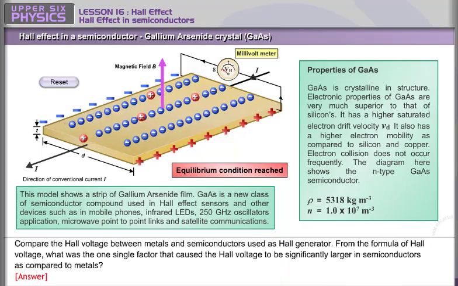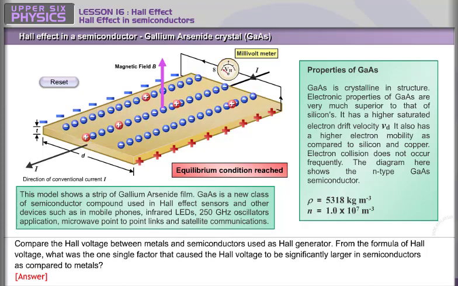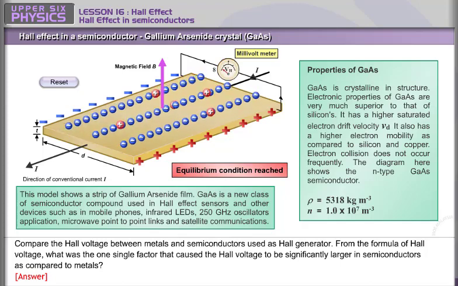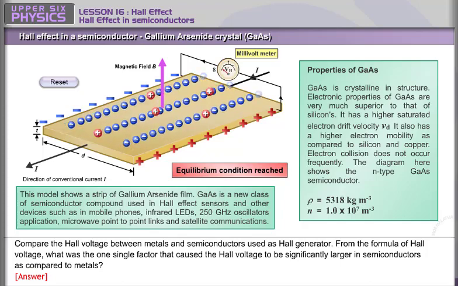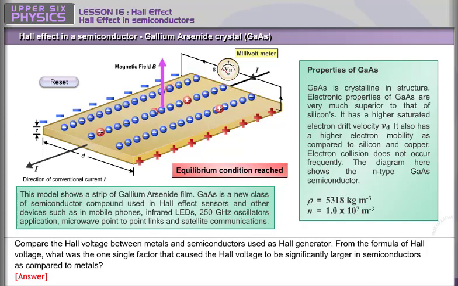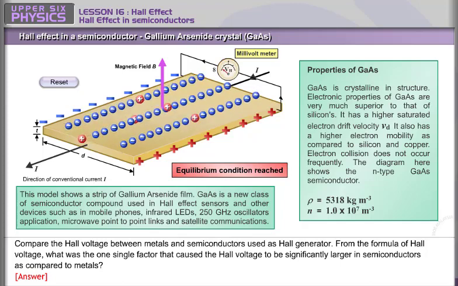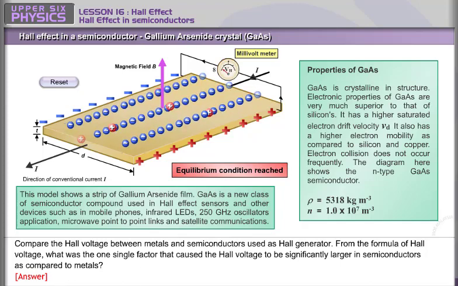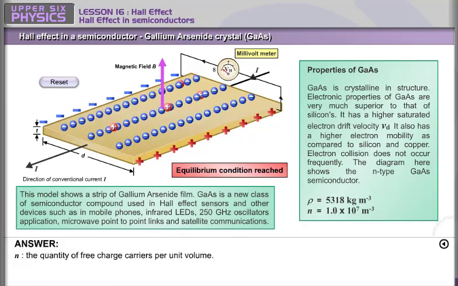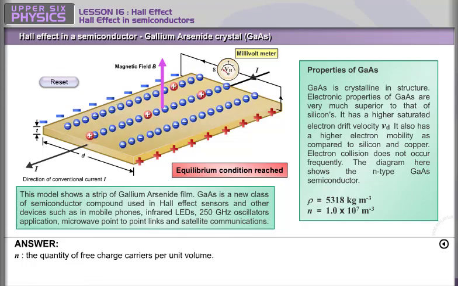Compare the Hall voltage between metals and semiconductors used as Hall generator. From the formula of Hall voltage, what was the one single factor that caused the Hall voltage to be significantly larger in semiconductors as compared to metals? Answer: N, the quantity of free charge carriers per unit volume.